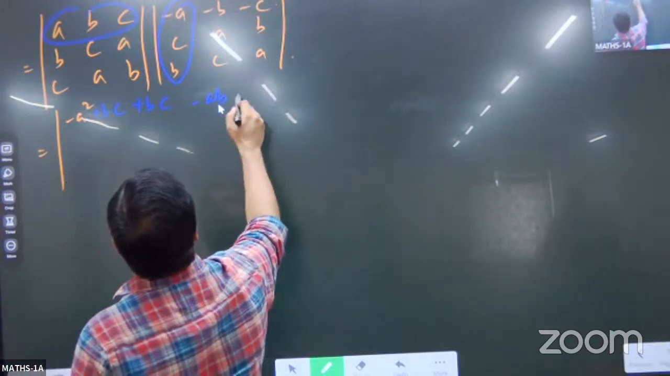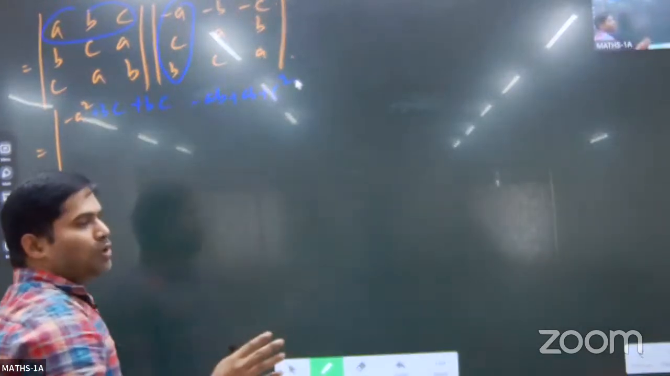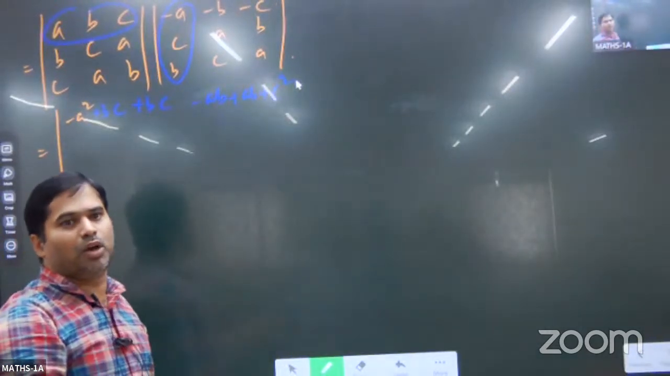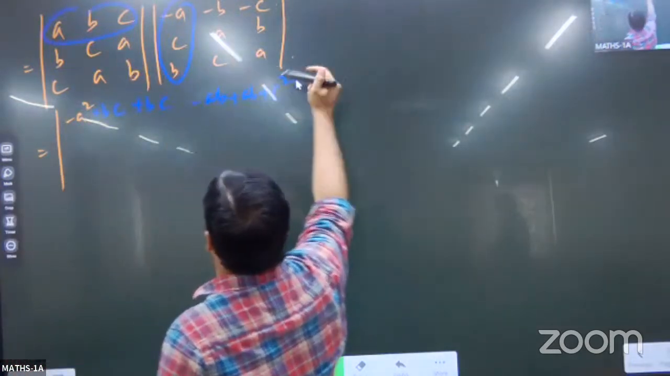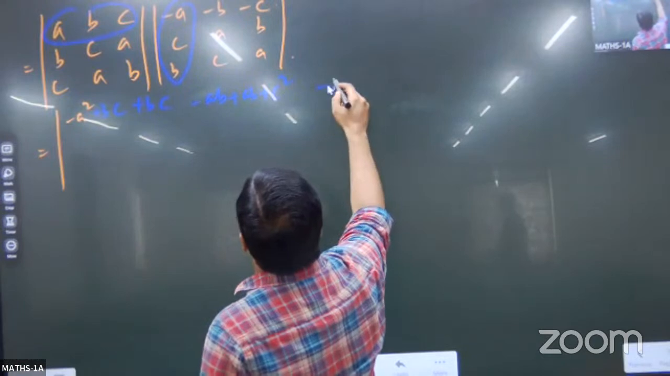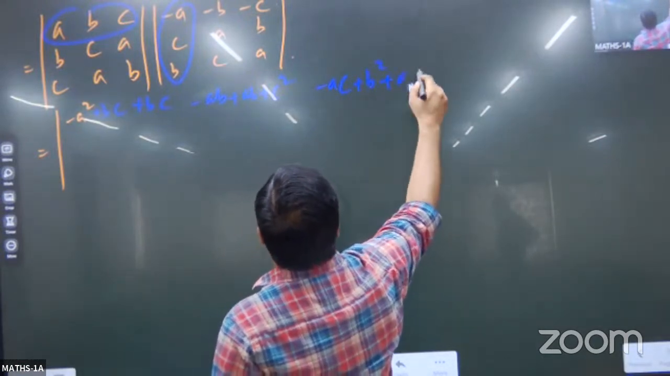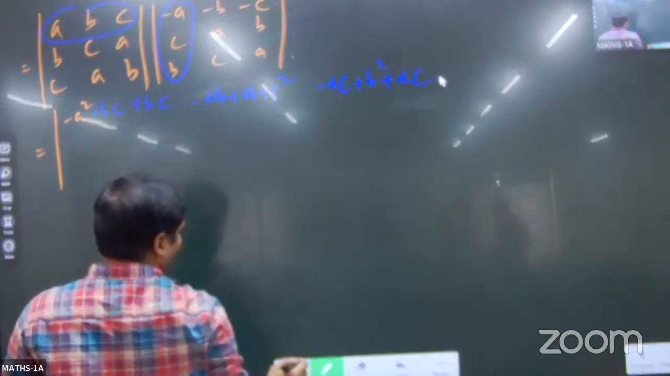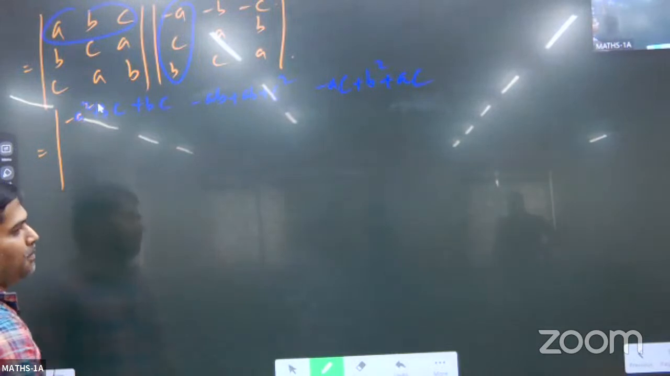Next, plus AB plus C square. See, whenever the first row is done with all three columns, you have to write it in the first row itself. So first row with third column, matrix multiplication: minus AC plus B square plus AC. See, first row with all three columns has been done.